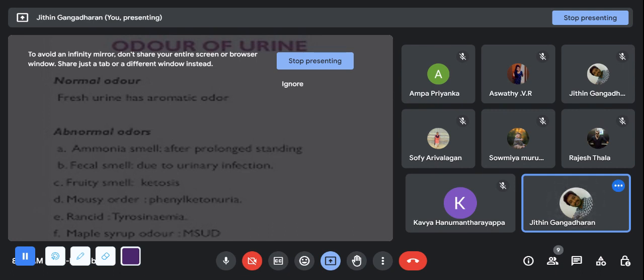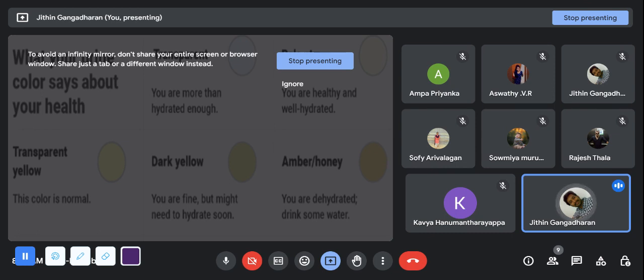Second one, a fecal smell in the urine. What is the reason for the fecal smell? It may be due to a urinary infection. Some urinary infections cause a fecal smell. Third one, the fruity smell. Fruity smell is mainly in case of ketosis, diabetic ketoacidosis, DKA. We can feel a fruity smell in the urine. Fourth condition is mousy odor: phenylketonuria leads to a mousy smell. Then rancid odor, and maple syrup odor. Mainly the questions will be asked about the fecal smell, and the fruity smell with diabetic ketoacidosis.